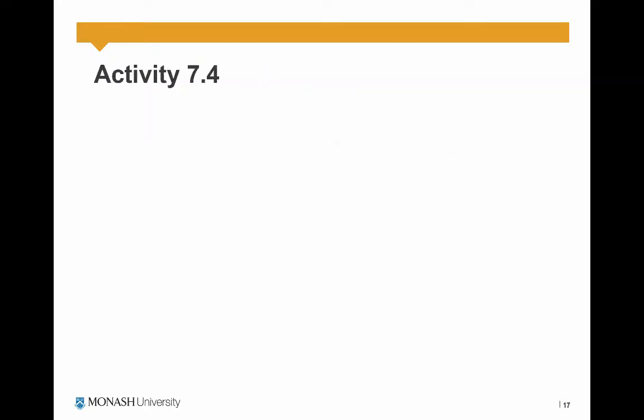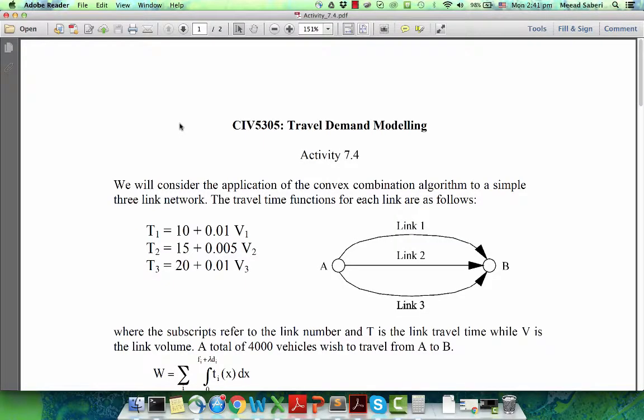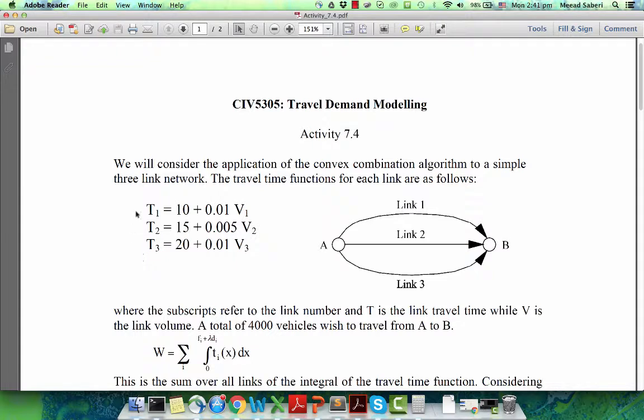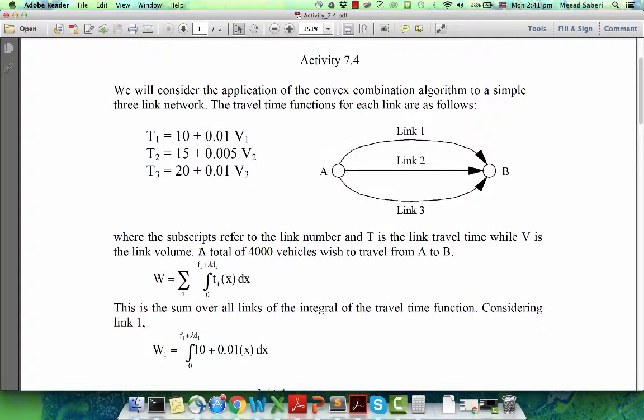So to better understand this Frank-Wolfe algorithm, let's go over activity 7.4. In this activity, we will consider the application of the Frank-Wolfe algorithm or the convex combination algorithm to a simple 3-link network as you see here. From an origin A to destination B, there are 3 links, where T1, T2, and T3 represent the travel times of every link, and V1, V2, and V3 represent the link volumes. The travel time function of every link is given. And the demand is also given by the problem. A total of 4,000 vehicles wish to travel from A to B.